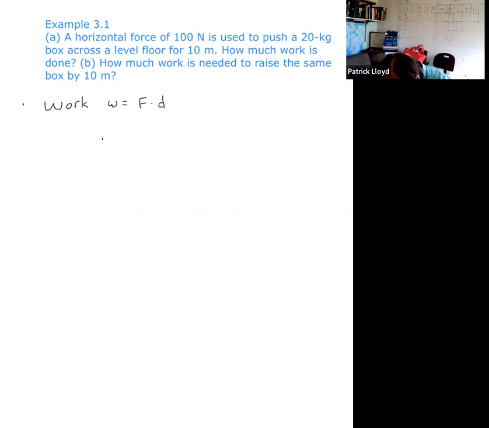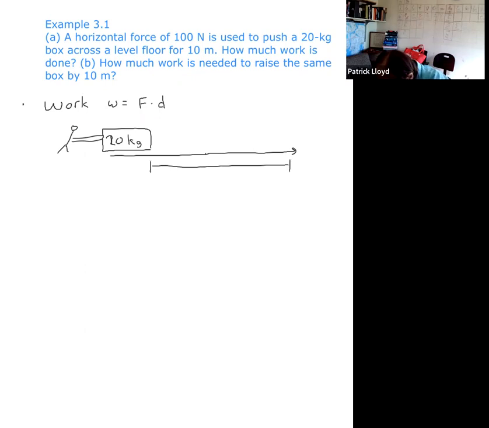So in this particular example, part A, we have this box. It has a mass of 20 kilograms. So that's the mass. And there's a force operating on this box. We're pushing it, right? How far are we pushing it? We're pushing it for 10 meters. So it's going to end up over here now. Okay, so your distance is 10 meters.